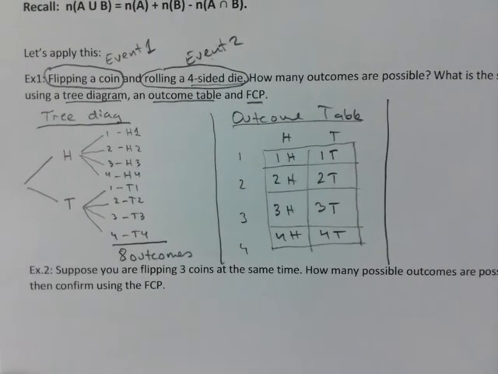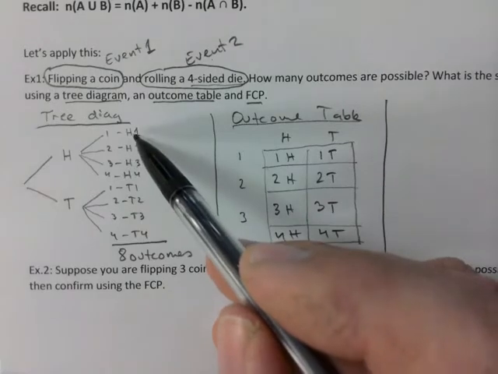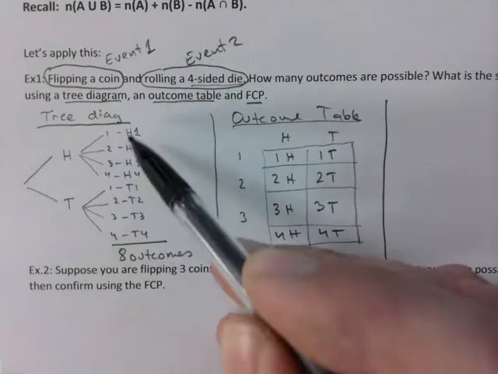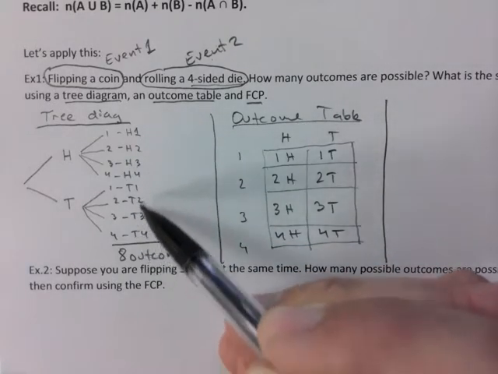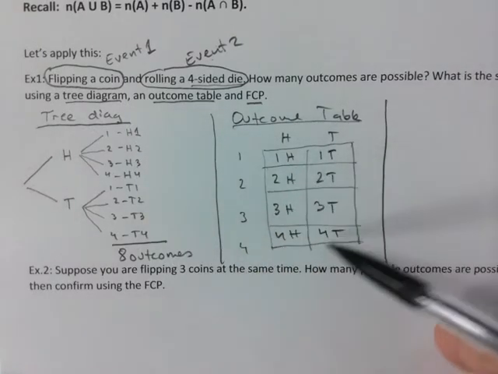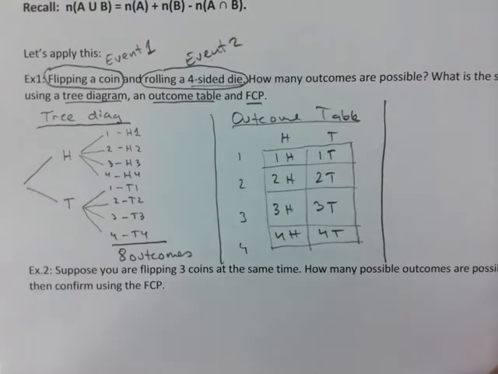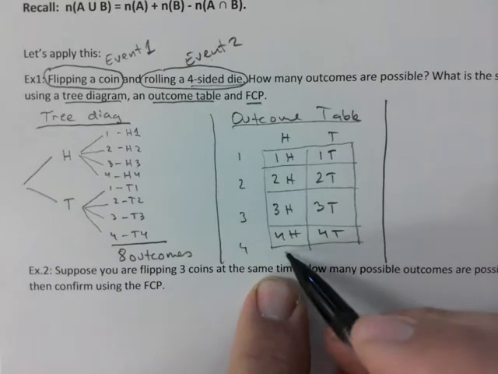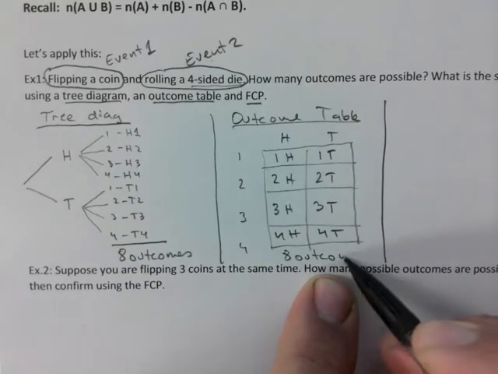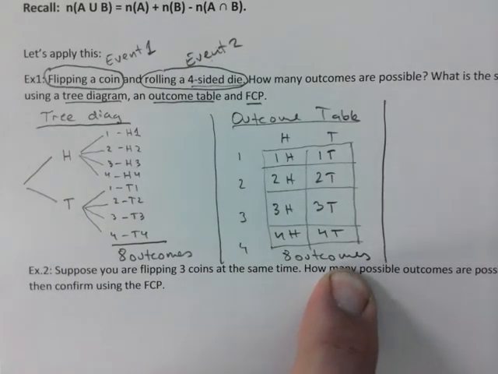So can I just say this? When I ask you to actually state the outcomes, this is what I want you to do. Write it out like this, or in an outcome table like that. Okay, and that's your sample space. So 8 outcomes, 8 possibilities, 8 ways to roll and flip a coin.